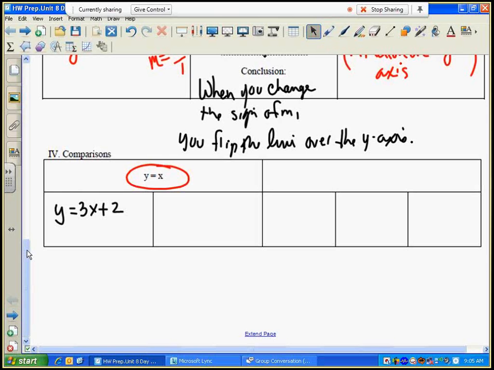The first thing you do is you look at the b. Well, the b on the parent is 0. The b on this new one is 2. So obviously there's a change there. This graph has been shifted up 2.